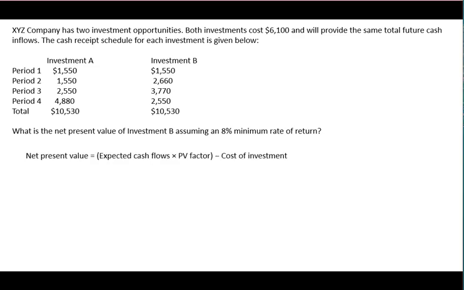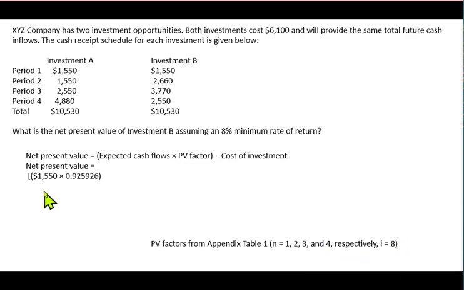So the net present value equals the expected cash flows times the present value factor minus the cost of investment. So the net present value, again, we're going to have to use the present value based on 1, 2, 3, and 4 periods respectively at 8%. So the first one, like I said, that's the $1,550 times that table value. And then the second one, 2660 times the table value that's for 2 periods at 8%. And the next one is for 3 periods. That's the table value representing 3 periods at 8%.